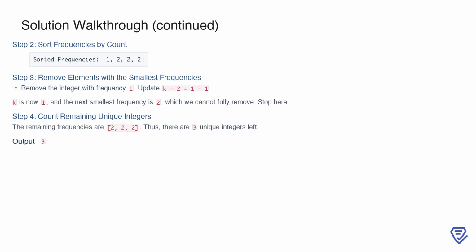At this point, the next smallest frequency is 2, but since k is now 1, we cannot fully remove any of these integers. This means we stop here. The remaining frequencies are 2, 2, 2, which correspond to 3 unique integers. Thus, the output for this example is 3. By following this structured approach of counting frequencies, sorting them, and removing elements based on the smallest counts, we can effectively solve the problem for any input.